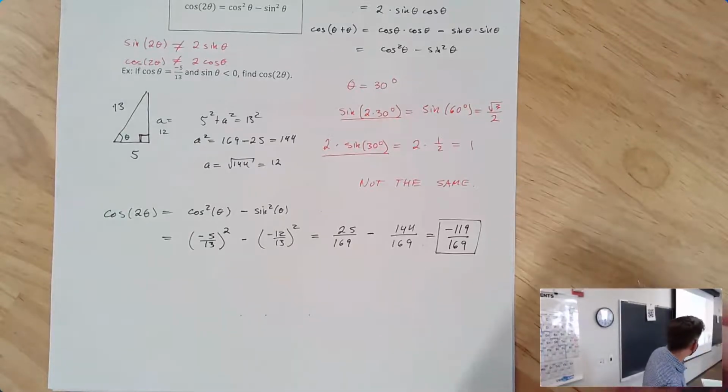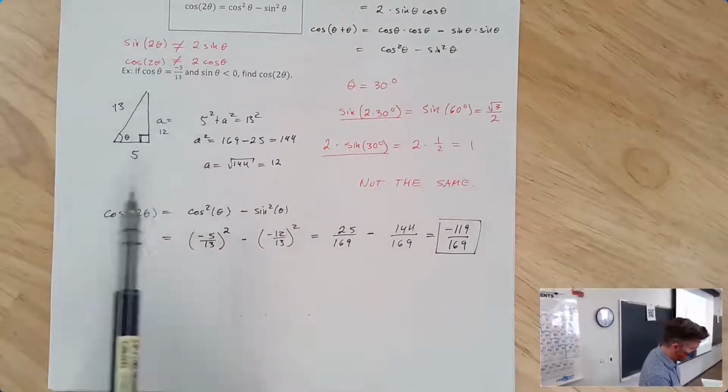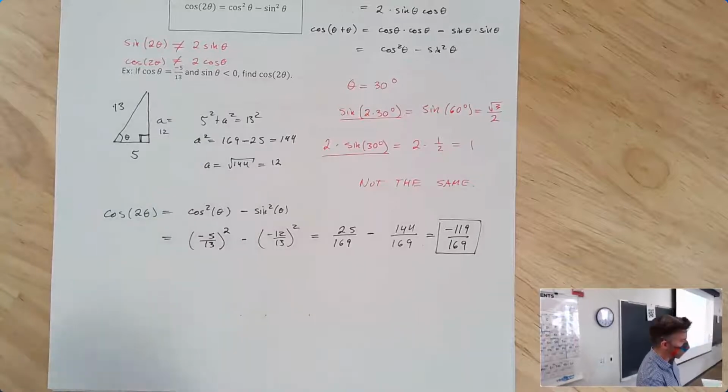Before we ask this next question on the same page here, I want to ask you all to show me on your fingers. If we know that cosine theta is negative 5/13 and sine theta is negative, what quadrant is theta in?